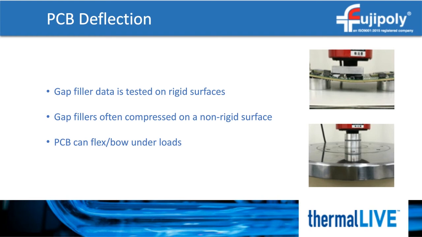But the reality is that most gap fillers are compressed onto a PCB, and PCBs are very flexible. In fact, many customers are surprised at how easy it is to deflect a PCB, and fortunately, how much it can deflect without breaking. PCBs, for the most part, except for specialized PCBs for microwave applications, are made of a woven fiberglass and epoxy resin. Mechanical properties can change based on the supplier, but generally speaking, an FR4 PCB can bend quite a bit before you reach that yield point.